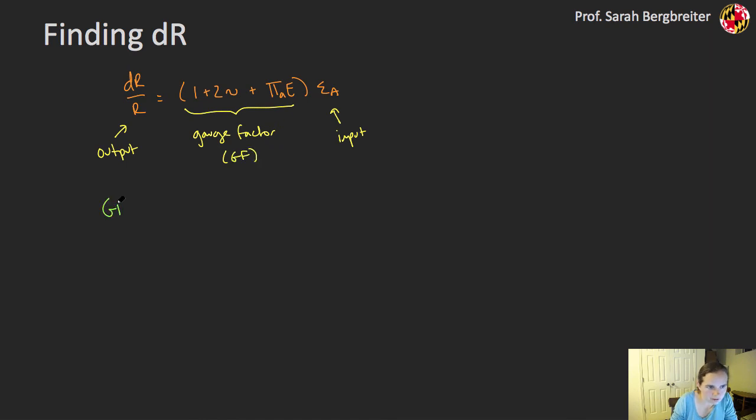So we also define that gauge factor as my change in resistance over the nominal resistance, divided by the change in length over the length, my strain. So that's delta R over R, over delta L over L. This is unique to strain gauges, right? Because we're using strain as part of the definition for our gauge factor.